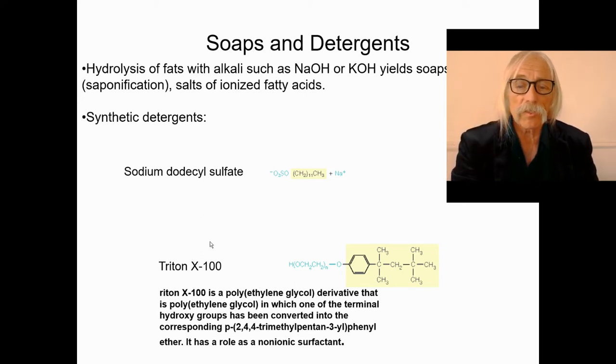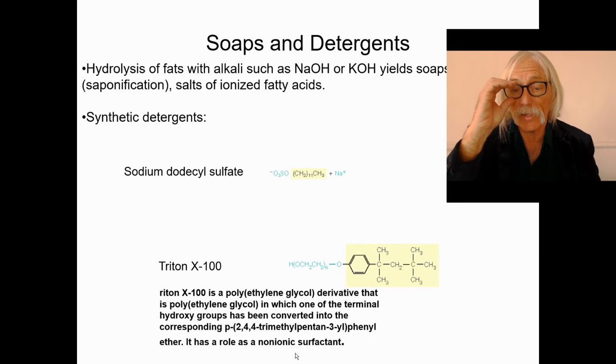Triton X100, which is a common detergent that's used in isolating membranes and purifying proteins in the biochemistry laboratory, is nothing more than a polyethylene glycol derivative. It's where one of the terminal hydroxyl groups of the polyethylene glycol has been converted to a corresponding 2,4,4-trimethylpentan-3-yl phenyl ether. That's right out here. And so it actually acts as a non-ionic surfactant, again, disrupting membranes. And that's what Triton X100 is used for.